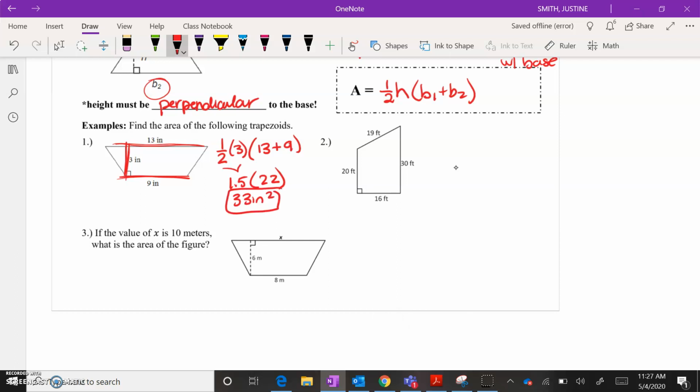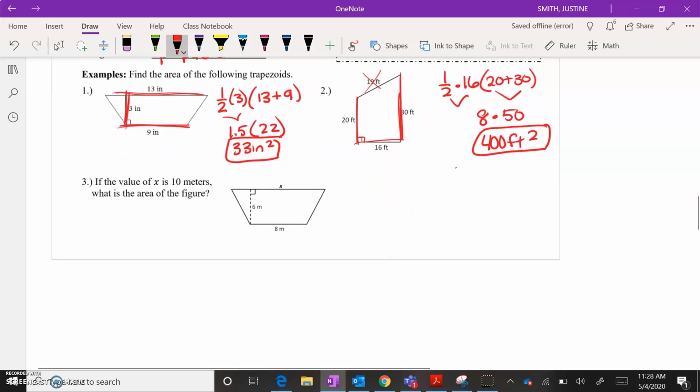Okay, for number 2, again, I'm going to use my bases and my height forms this 90-degree angle. I'm not using the 19. So I'm doing 1/2 times the height, which is connecting the two bases here, and then 20 plus 30. I add these together to get 50. 1/2 of 16 is 8. And then I'm going to just do 8 times 50 to get my 400 feet squared.